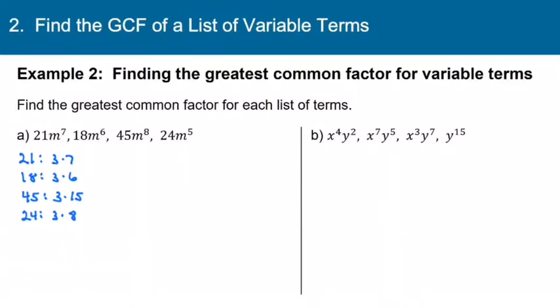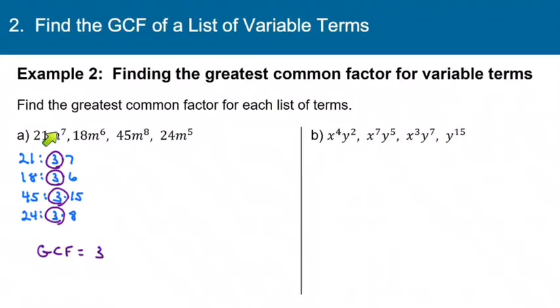So here I see that 3 is common to every term, and let's go back and see if we can find anything else common. Of course, 7 is prime, 6 is 2 times 3, 15 is 3 times 5, 8 is 2 times 4. So no factor other than 3 is common to all 4 of these terms. So our GCF, for the coefficients at least, will just be 3.